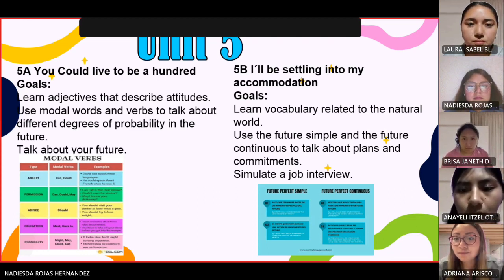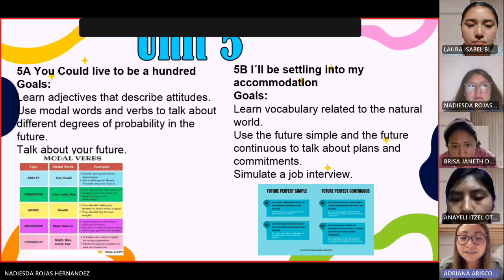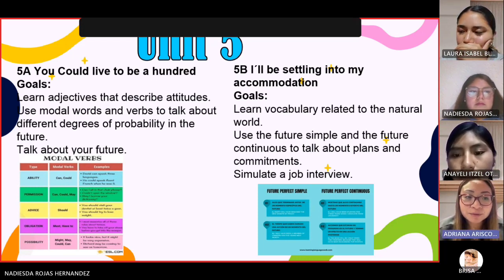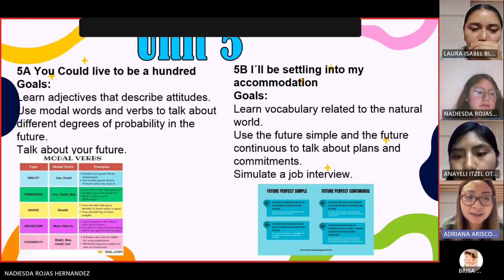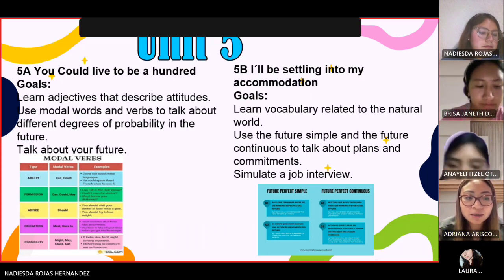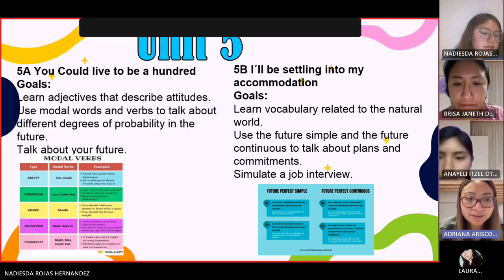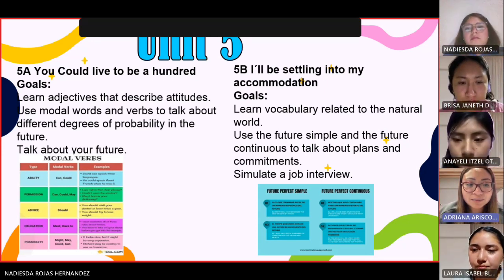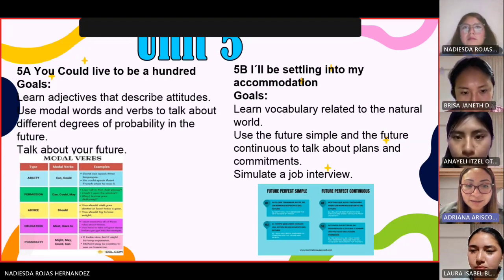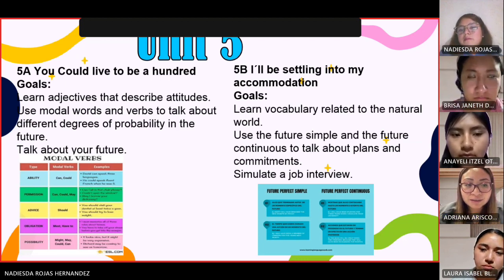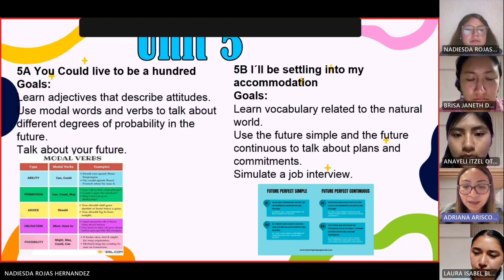Unit 5. 5A. Joe could live to be 100. At the end of this lesson, students will be able to learn adjectives that describe attitudes, use modal verbs and verbs to talk about different degrees of probability in the future, and talk about your future.